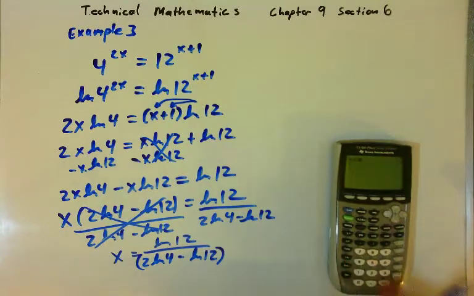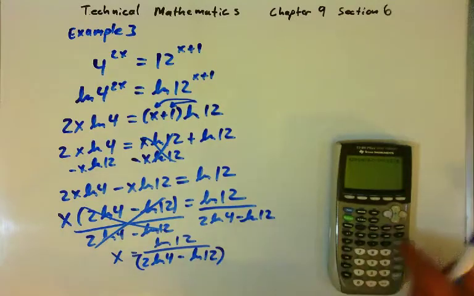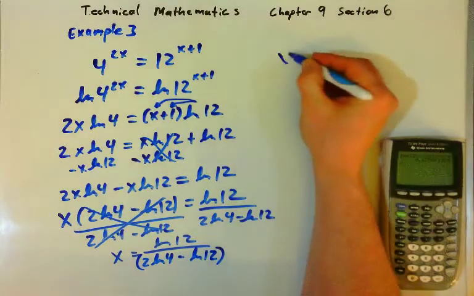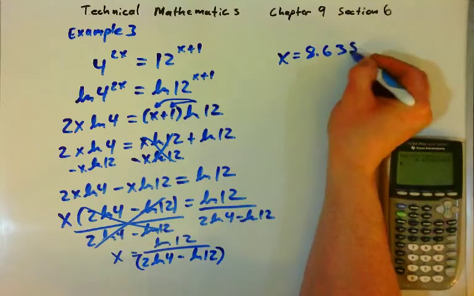So I can't do that. I got to make sure I do natural log 12, and then I have to close those parentheses, and then divide by, open parentheses, 2 times the natural logarithm of 4, close the parentheses on the natural logarithm, minus the natural logarithm of 12, close parentheses on the natural logarithm, close parentheses for the denominator, and then press equals. And we get that x is equal to 8.638.